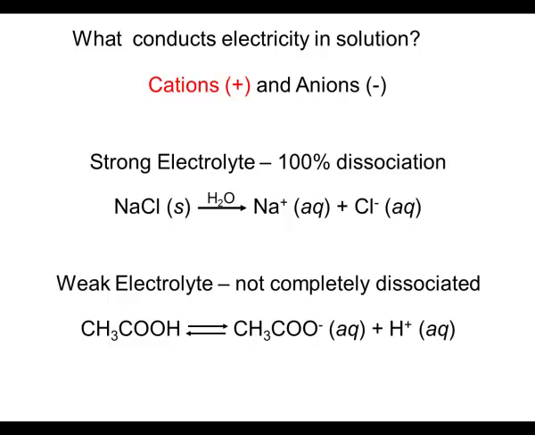Weak electrolytes are not completely dissociated. Here's an example showing acetic acid. It partially dissociates into acetate ion and hydrogen ion. The double arrows indicate an equilibrium is established.